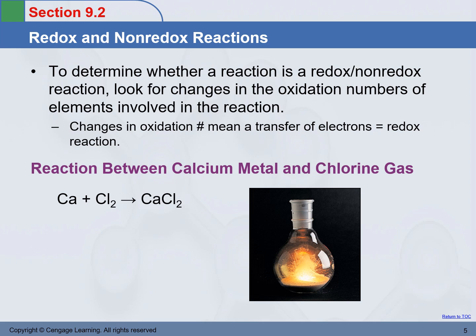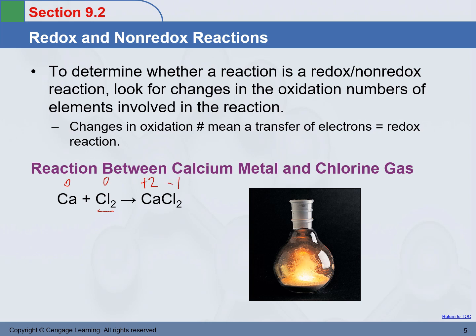Let's figure out the oxidation numbers for each element before and after the reaction. What is the oxidation number for calcium? 0, because it is in its elemental state. What about chlorine before the reaction? 0, because it is in its elemental state. Now, calcium is a column number 2 metal, so it's 2 plus. Chlorine is element number 7A, it is -1.